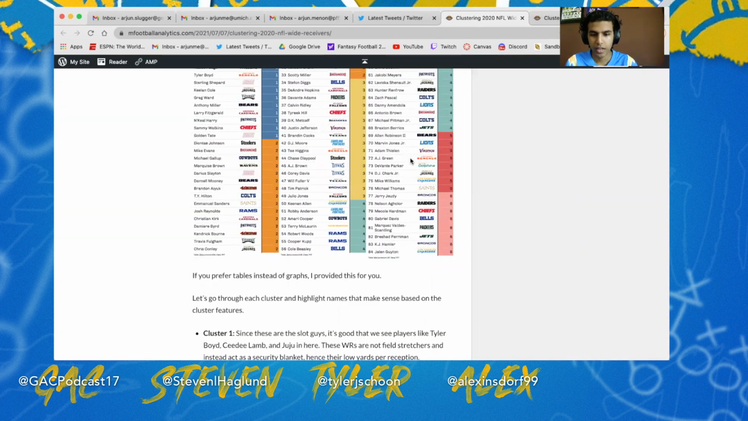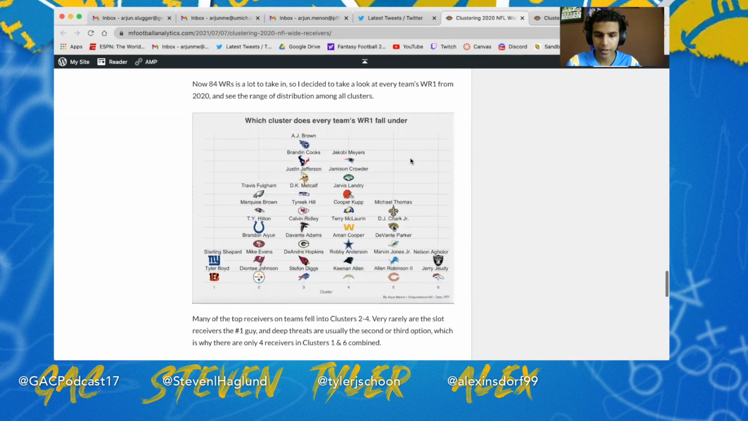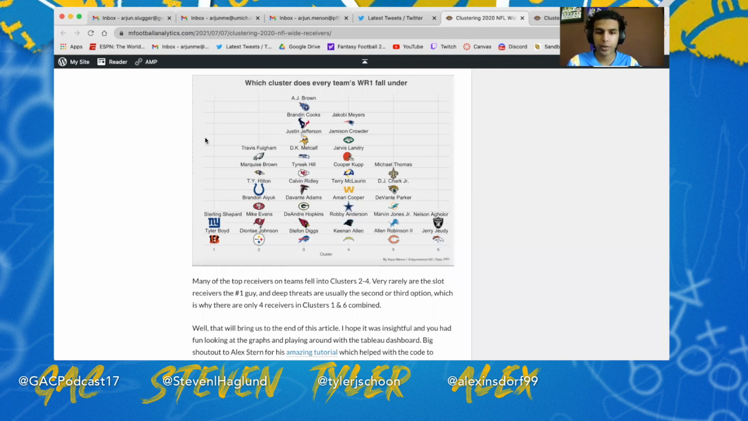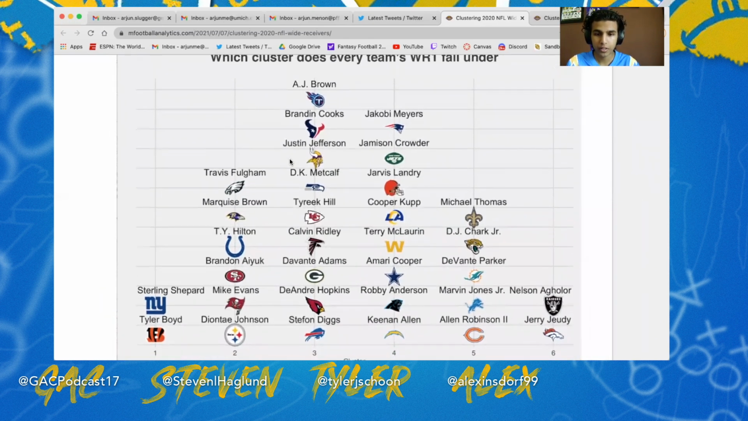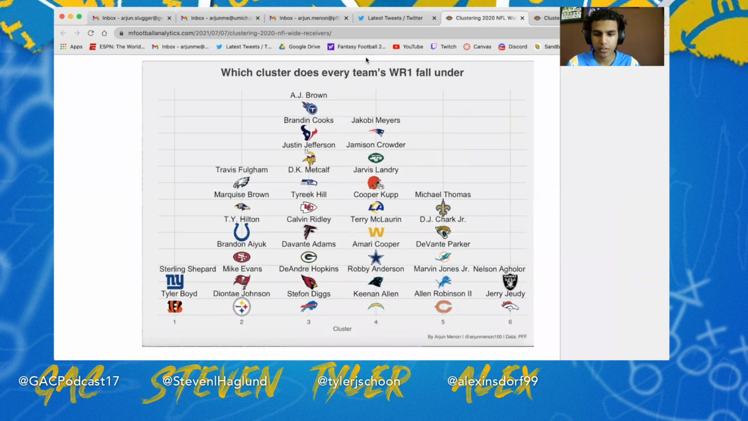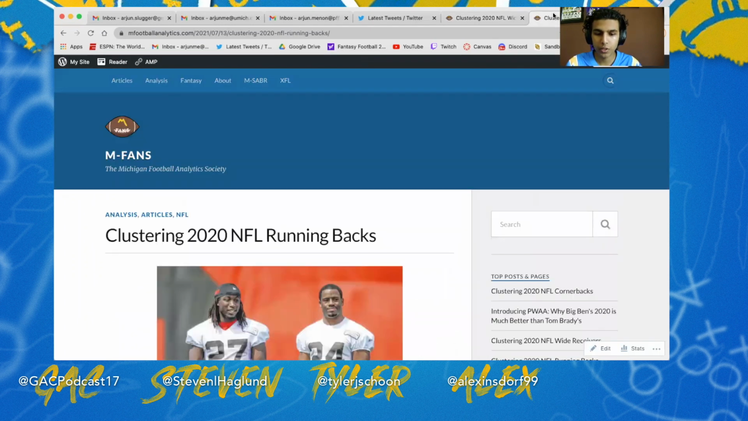Okay, so that is where the Chargers wide receivers rank. If you like this picture also, this picture is pretty much looking at where every team's wide receiver 1 falls under. So you can see Keenan Allen, if you want to pause it and just look at everyone, but Keenan Allen falls under this cluster with these specific wide receiver 1s. Okay, now we're going to go on to the running backs.